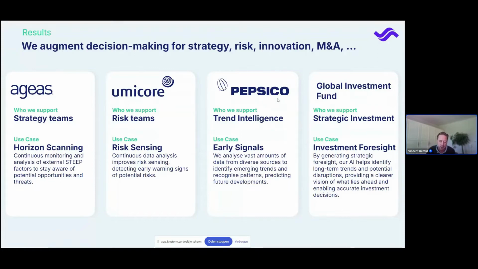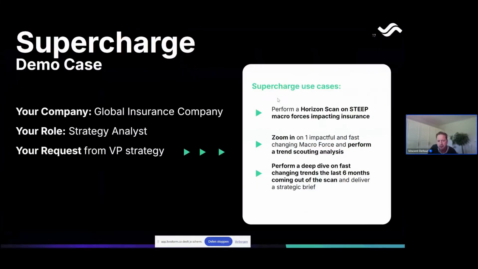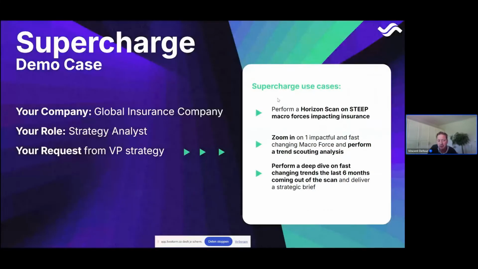Again, there are a lot more of these use cases. Now, what I've prepared for you today is actually a fictive case. It's a demo case. I'm going to act as if I would work as a global insurance company, and my role would be strategy analyst, and I get a request from my VP strategy. That's basically the setup of today.